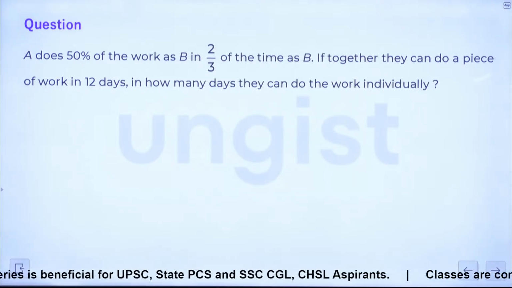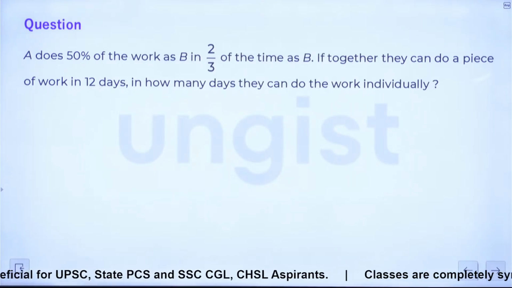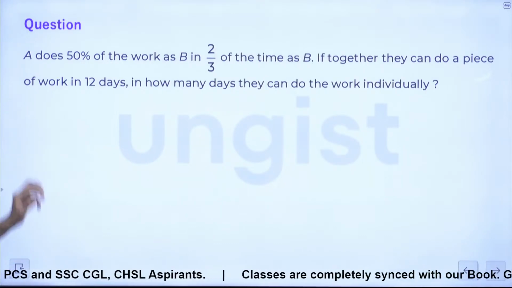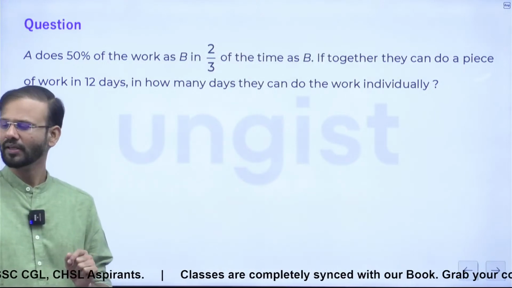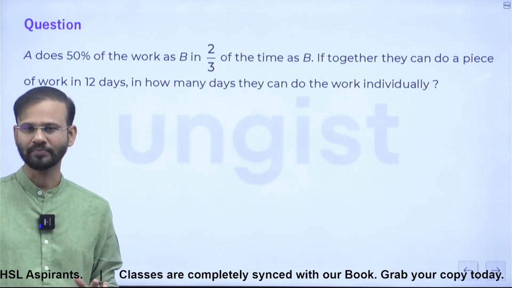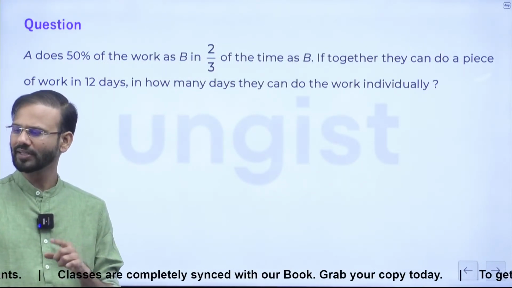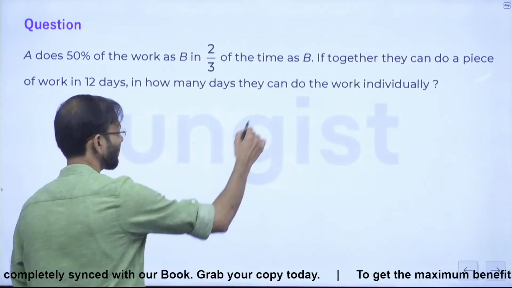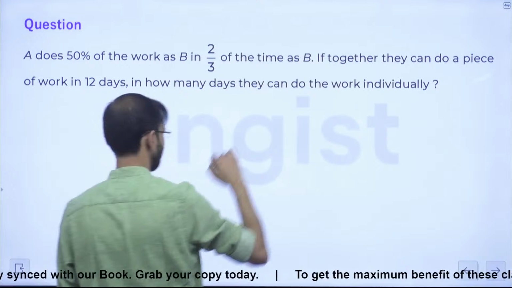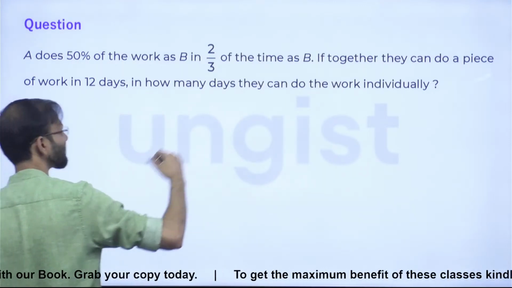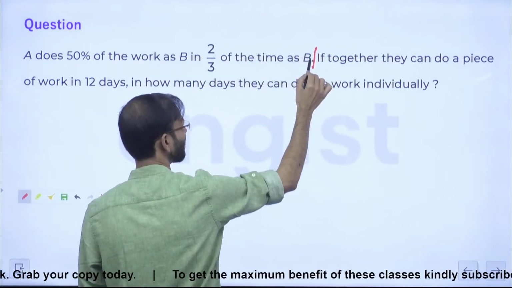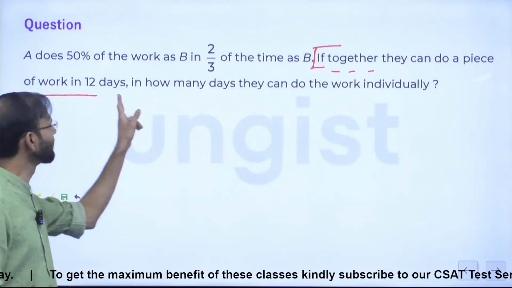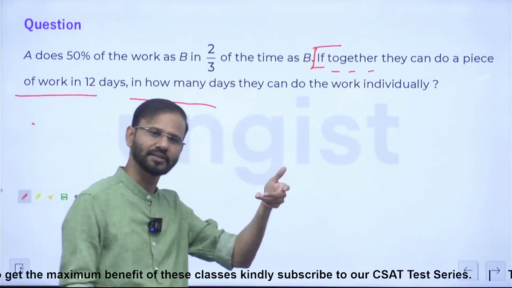The question is saying A does 50% of the work as B in 2/3 of the time as B. A does 50% of the work as B in 2/3 of the time as B. If together they can do a piece of work in 12 days, in how many days can they do the work individually?